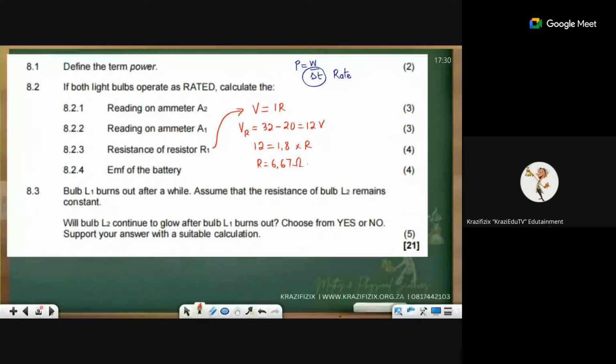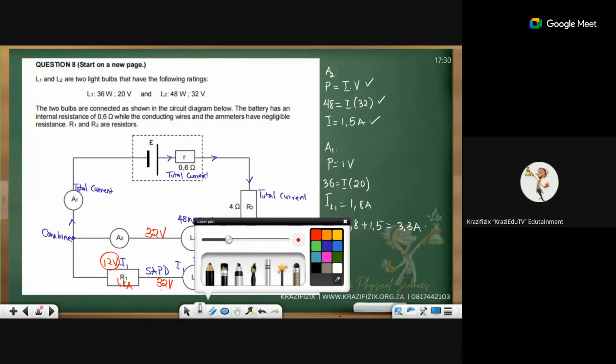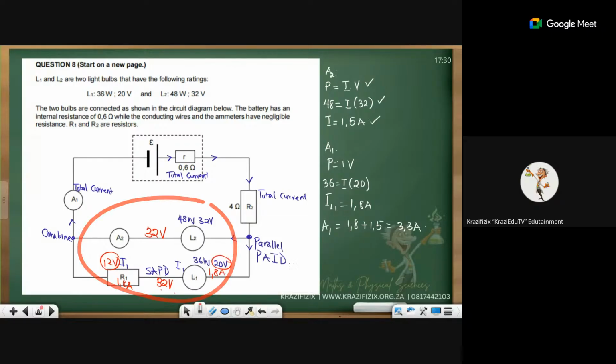EMF of the battery, what do we know? So you can get the external voltage. Do you know that you guys are even going very long? You're saying E equals I times the total R, but that's too long. The total external voltage is 32. No, sir, there's a 4 ohm resistor. Oh, there's a 4 ohms there. Okay, but the voltage here is 32, right?